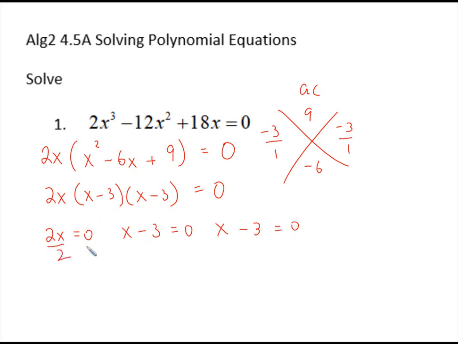Alright, so we divide by 2 here. So x equals 0 is one solution. Add 3 to both sides. X equals 3. Over here, x equals 3. Okay? So since the 3 repeats, you really only need to write it one time. So your solutions are 0 and 3. Okay?